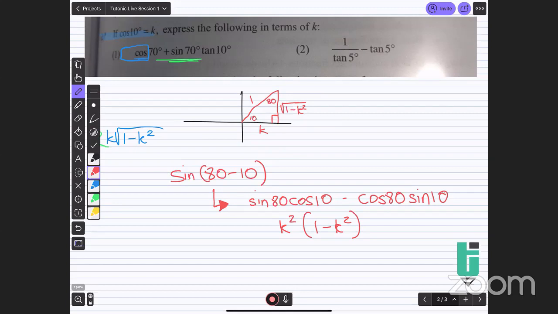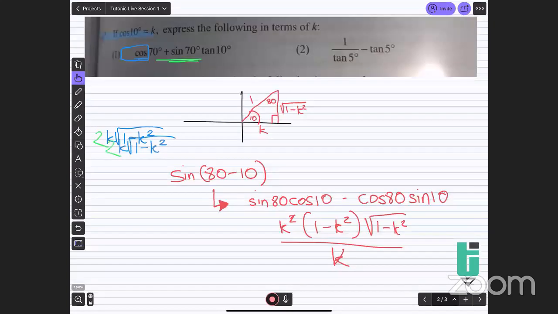Sine over k squared over cos k. But you can use it from the triangle, right? So what's it? Root 1 minus k squared over k. Root minus... nasty one here, but anyway. So you cancel the k's, right? And there's your answer.